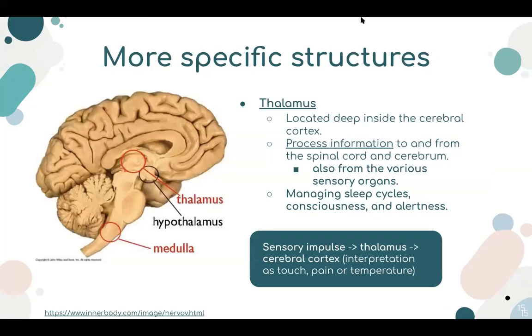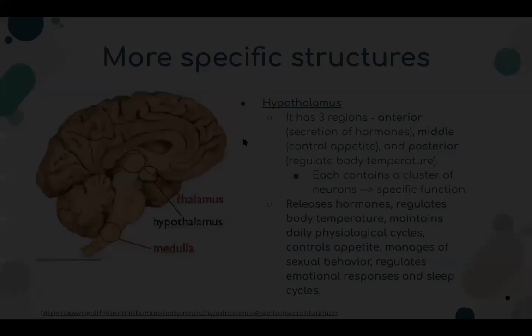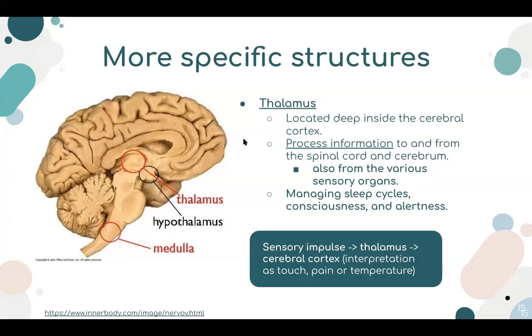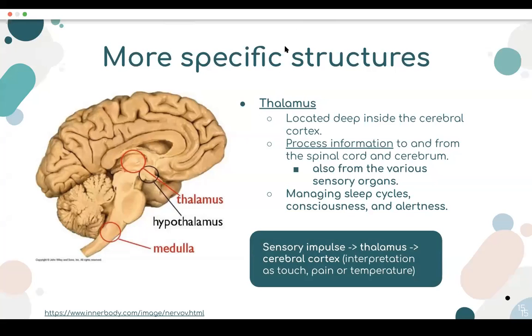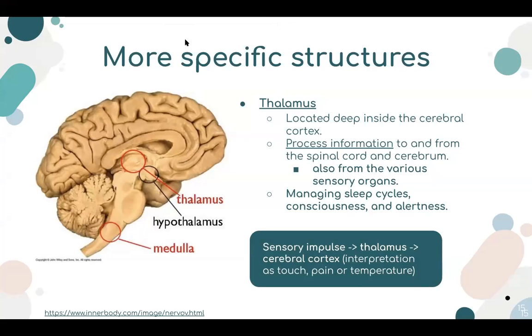All right, so the next part is more specific structures. The thalamus is located deep inside the cerebral cortex. It's responsible for processing information to and from the spinal cord and cerebrum. It's also from the various sensory organs, and it's responsible mainly for managing your sleep cycles, consciousness, and alertness. The pathway in which this occurs is the sensory impulse reaches the thalamus, which reaches the cerebral cortex that interprets the signal, such as a touch, pain, or temperature, and then your brain elicits the appropriate response.